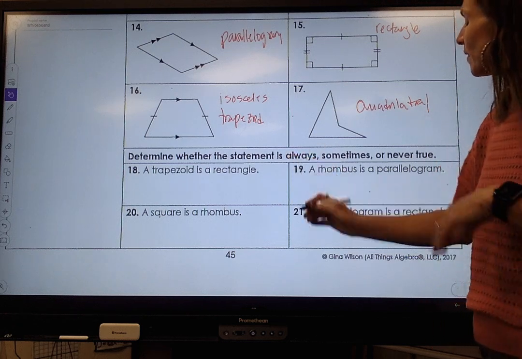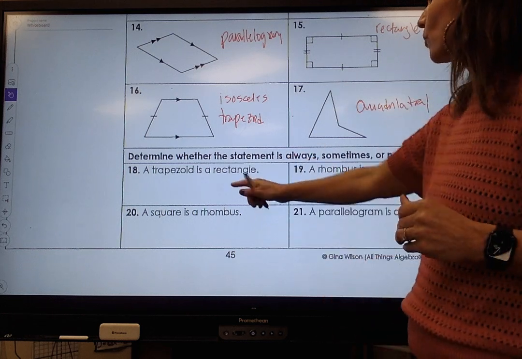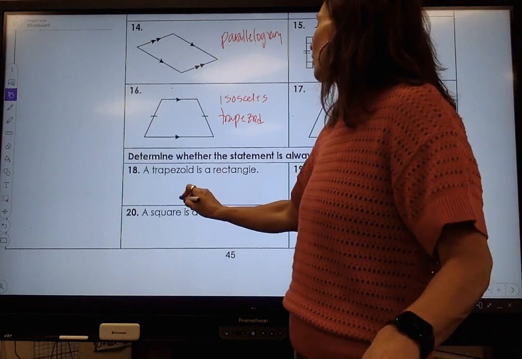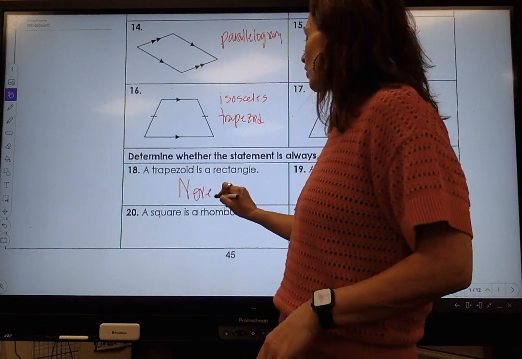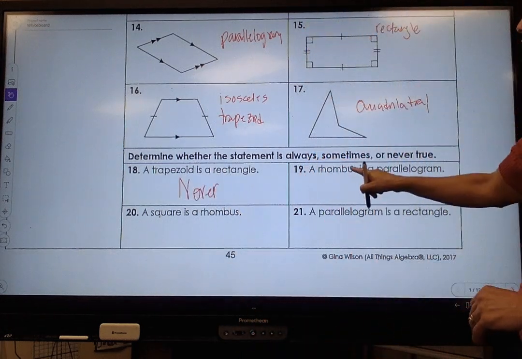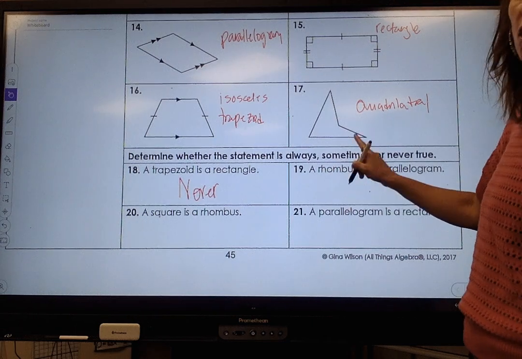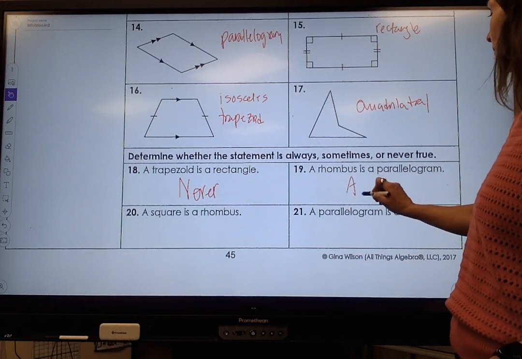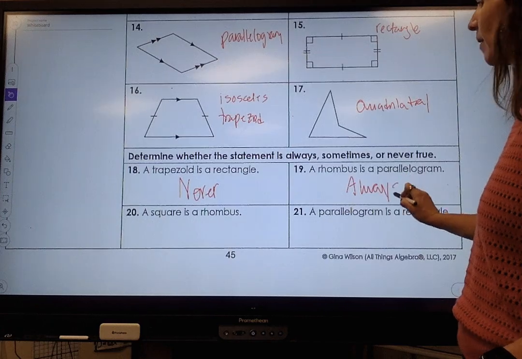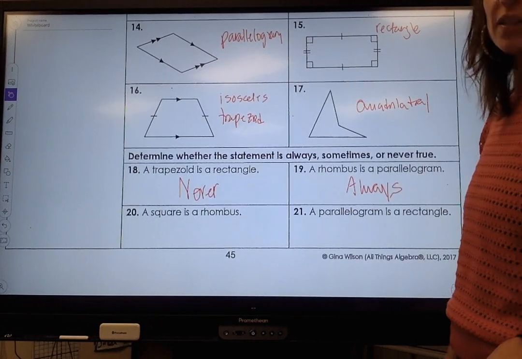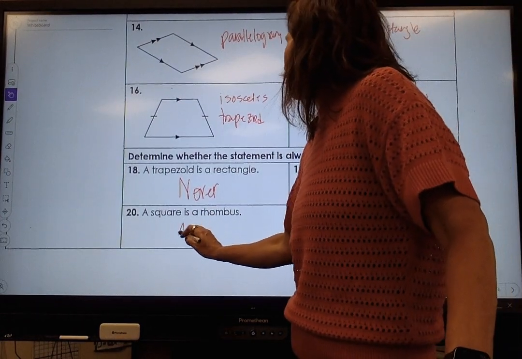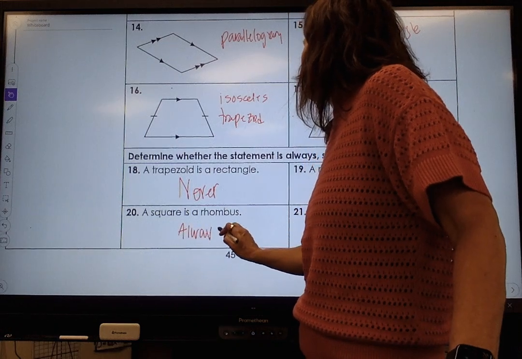Now, let's see if this statement is always, sometimes, or never true. A trapezoid is a rectangle. Never. Number 19, a rhombus is a parallelogram. It is always a parallelogram. A square is a rhombus. A square is always a rhombus, and it's always a rectangle.